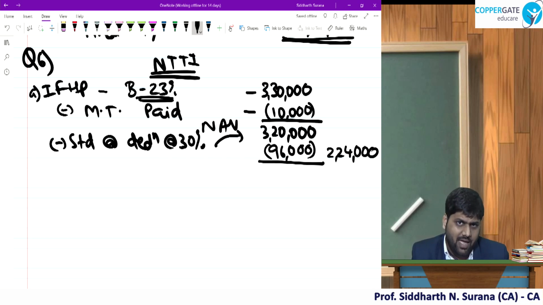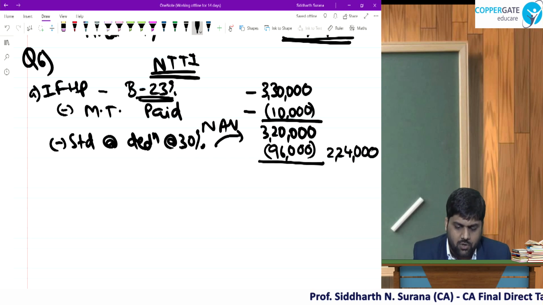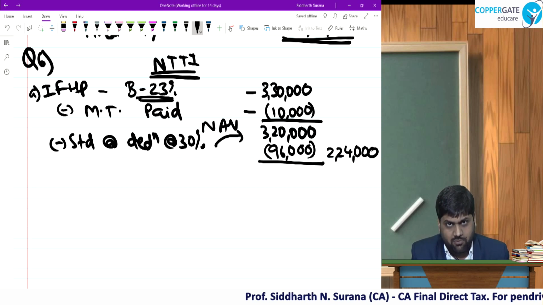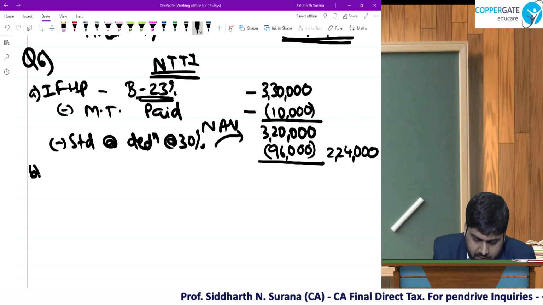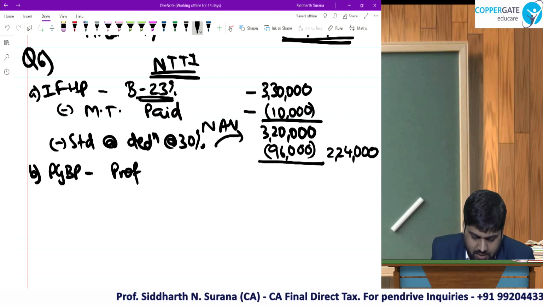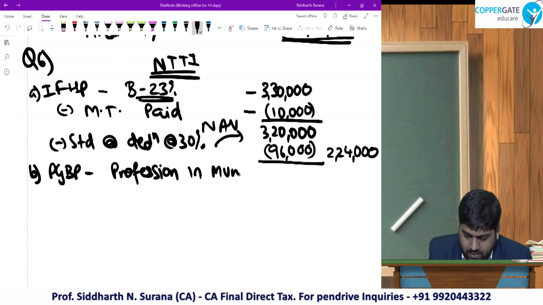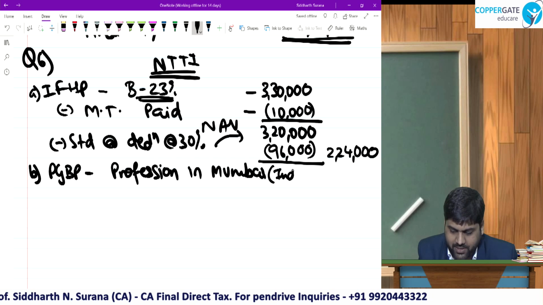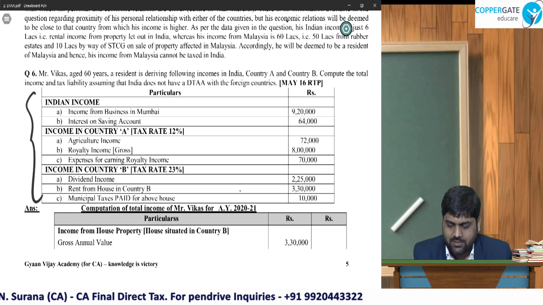And by the way, till now, we haven't used any knowledge of double taxation relief. Let's continue. So don't forget the system. One by one, check for heads of income. There was no salary. We have house property, we have mentioned. Next head of income is going to be profits and gains of business or profession. Can I say you have income from profession in Mumbai? And for those of you who don't know, only for your knowledge, I am telling you Mumbai is in India. Just in case you did not know, let me tell you, Mumbai is in India.